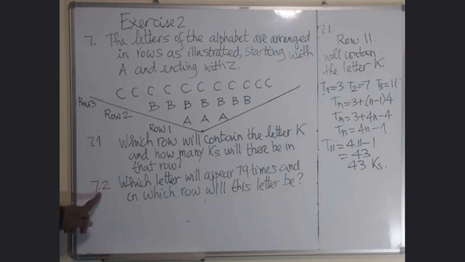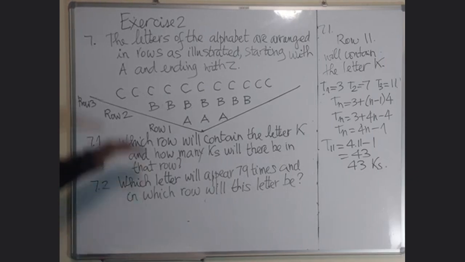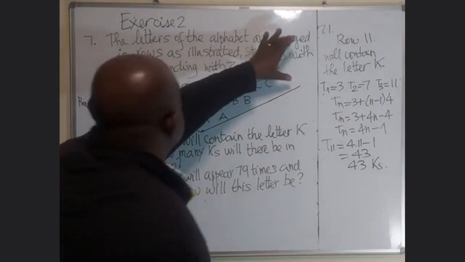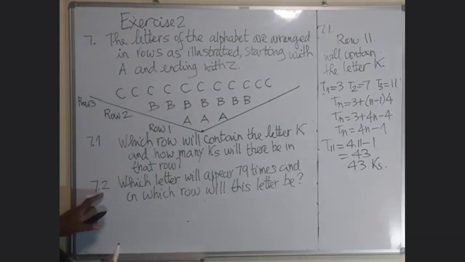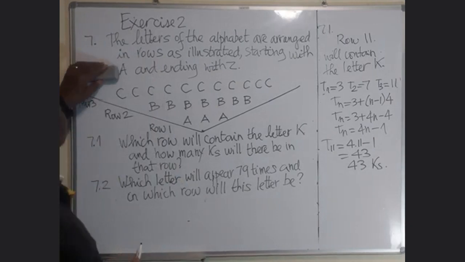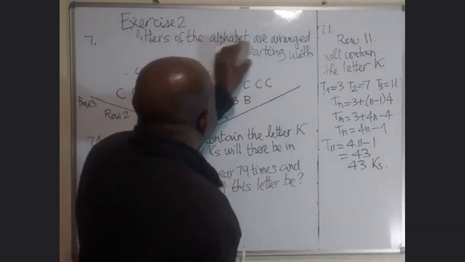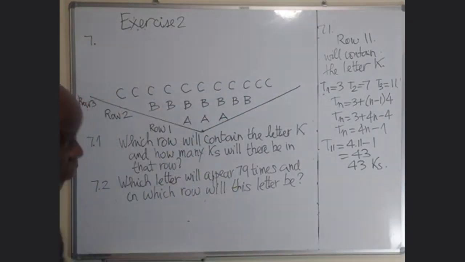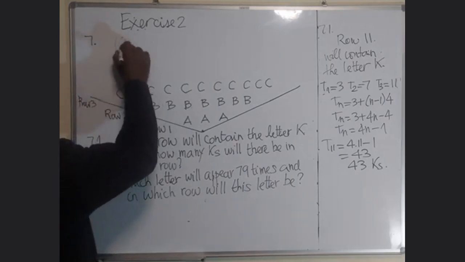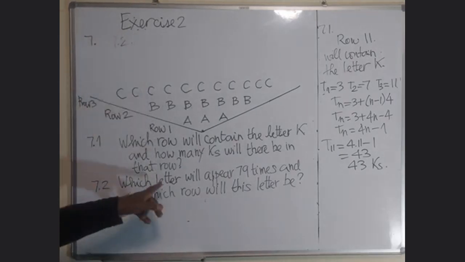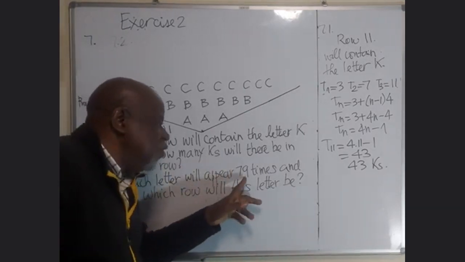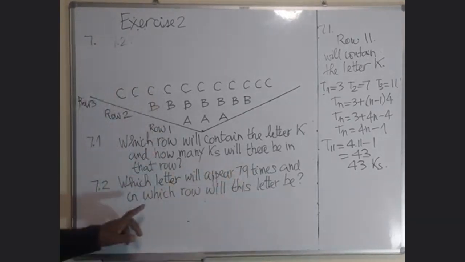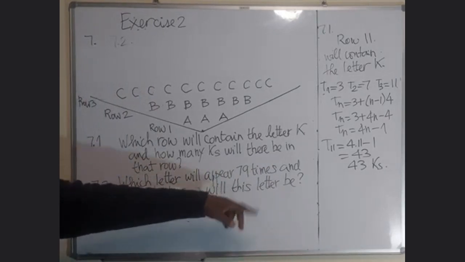We're going to question 7.2. Then I think I'm going to clean the board at the top here, so that we'll have space for the last question, 7.2. Which letter will appear 79 times, and in which row will this letter be?